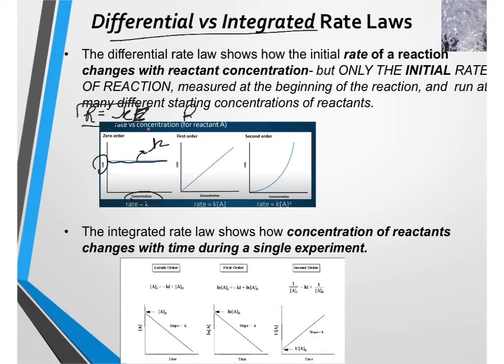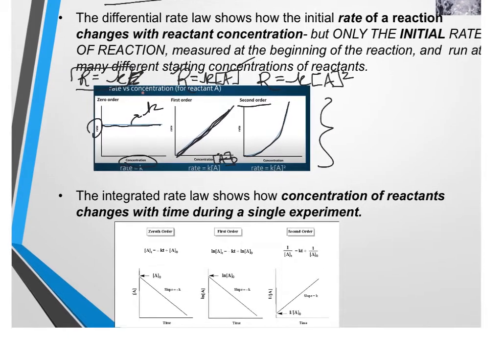For the differential rate law for first order, we would have something that looks like this, and the rate would be directly proportional to A. As you increase the concentration of A, the rate would increase also. Just like any direct proportionality, you would get a linear positive slope relationship. Then for second order, the rate would be dependent on the concentration squared. So that's an upward curving relationship, changing faster than the linear. These are what the graphs would look like if you use the differential rate law to make a graph.